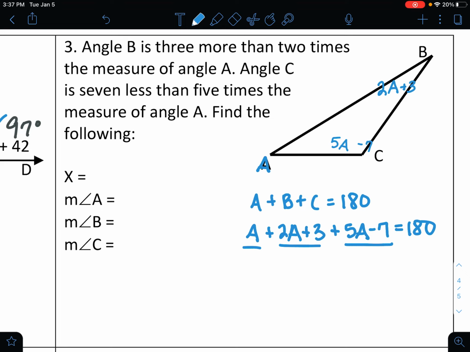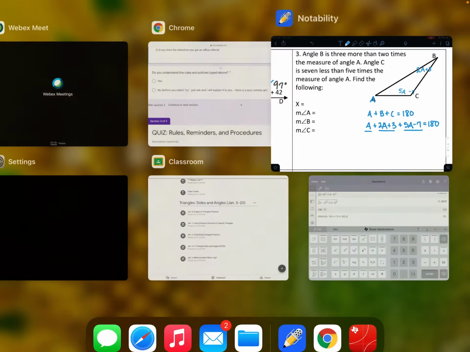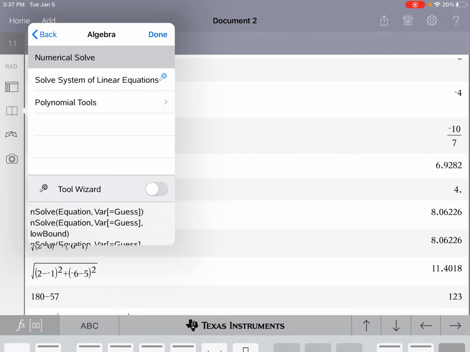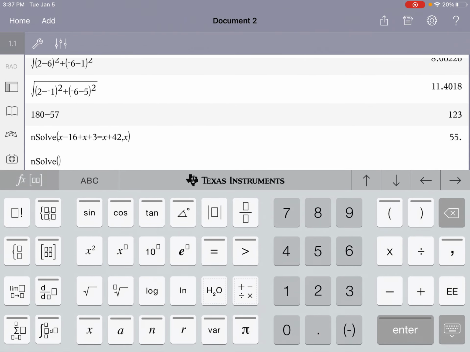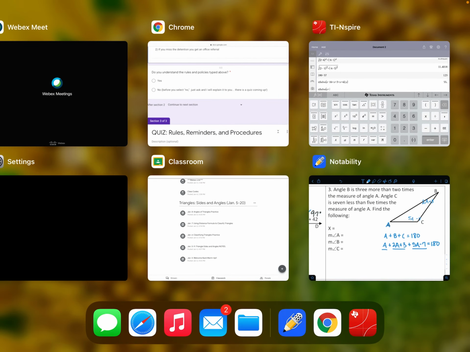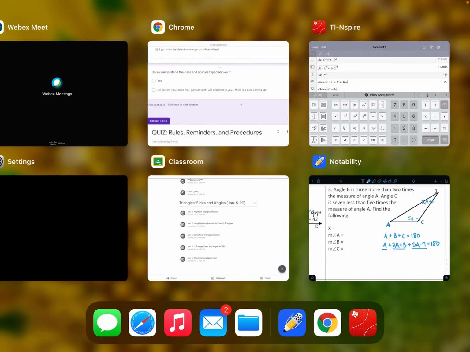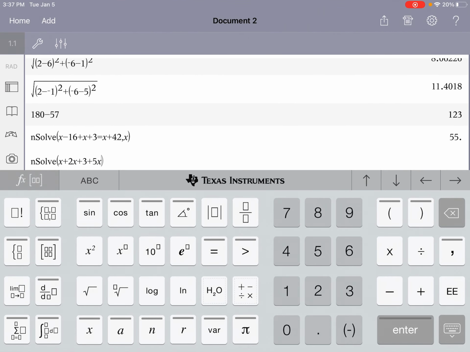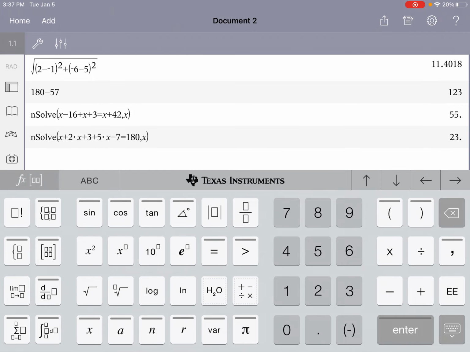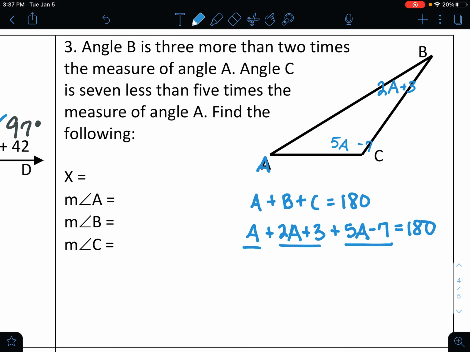I'm going to solve it by hand because going back and forth gets a little bit extra. Oh, you know what? Let me just do it so y'all can get some practice. I'm going to use an X instead of A. Again, we have nSolve: x plus 2x plus 3 plus 5x minus 7 equals 180, comma x. And we get 23. So x is 23, or in this case A equals 23.